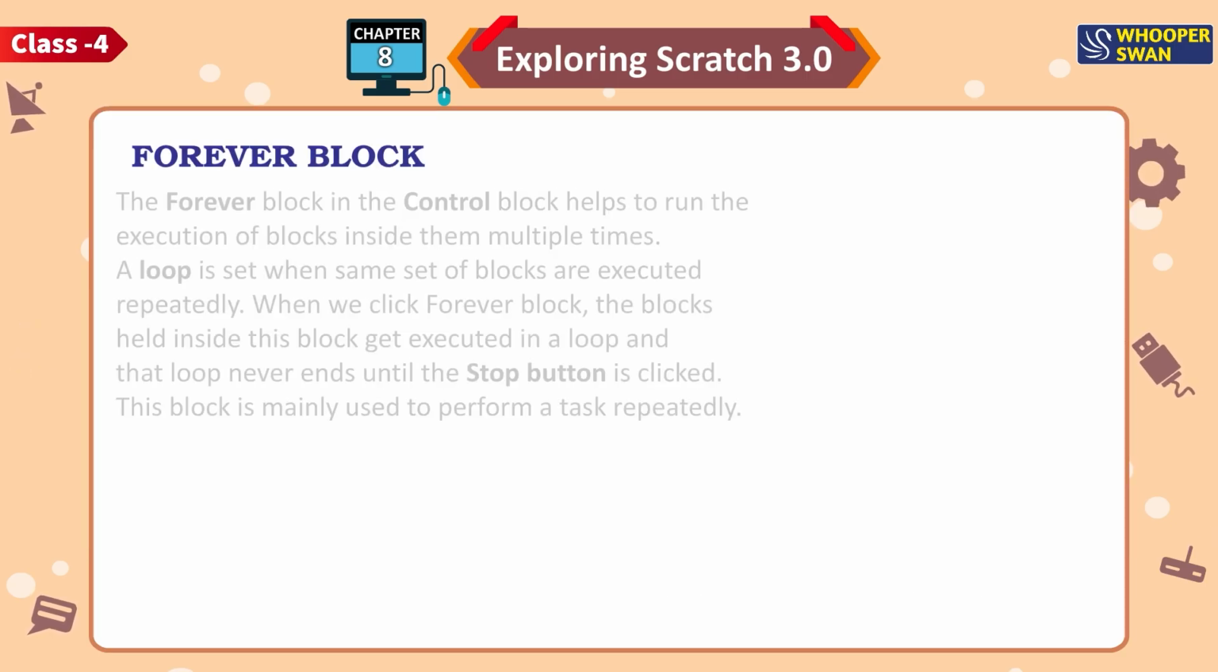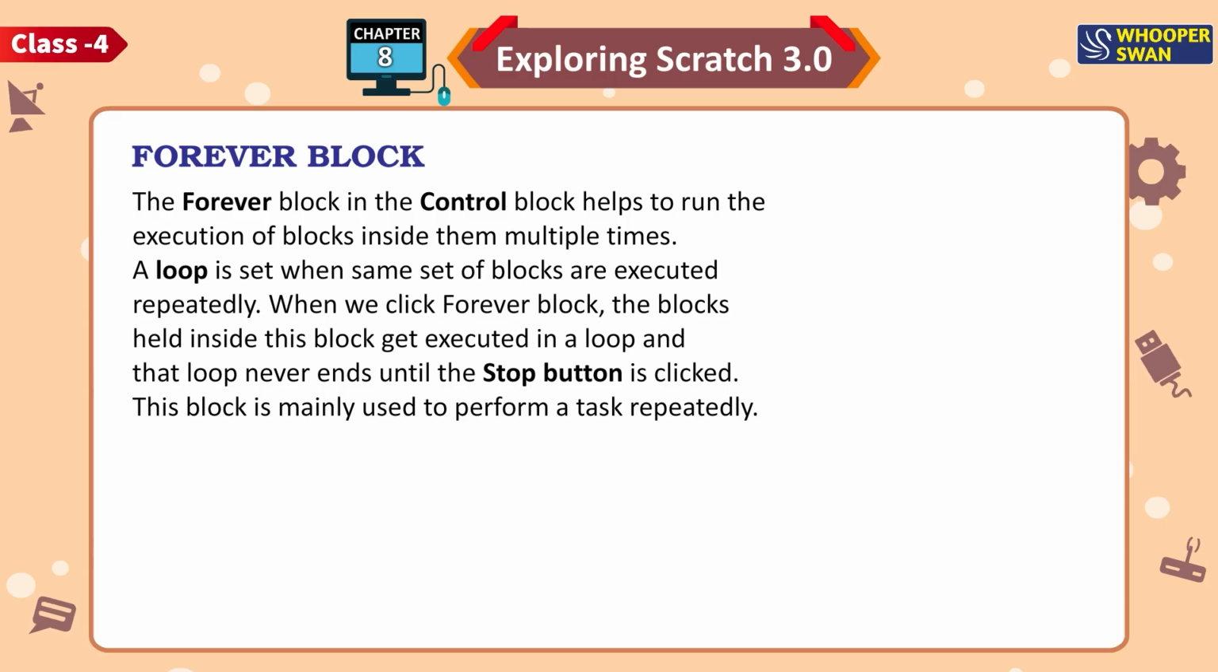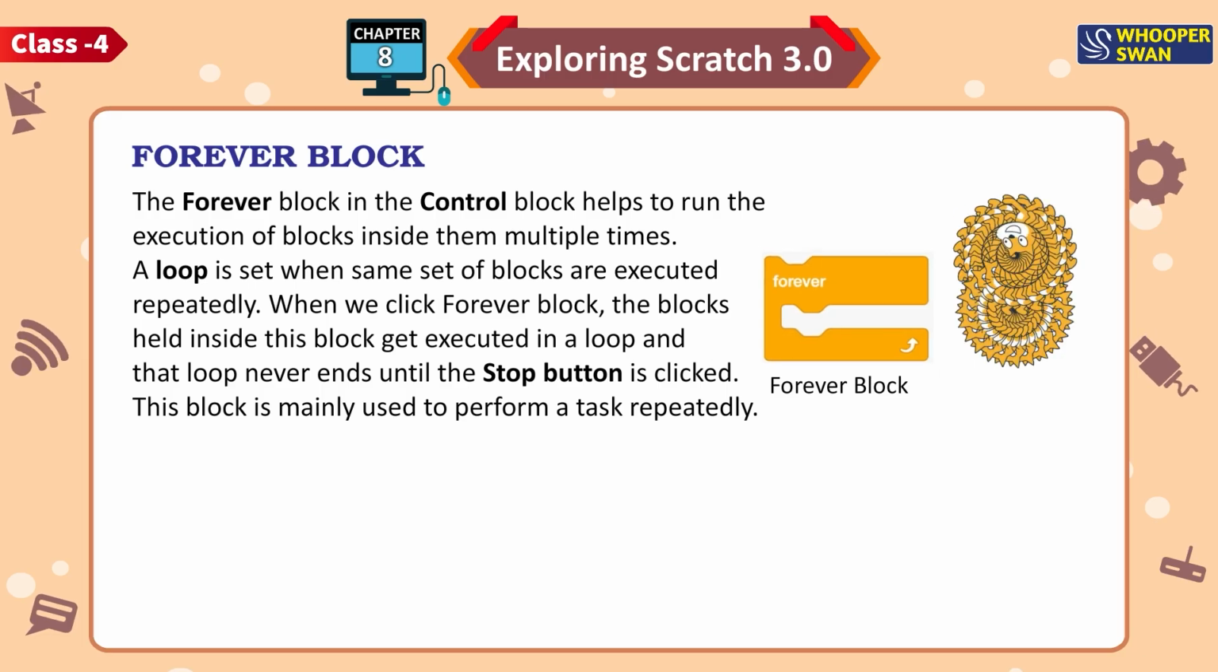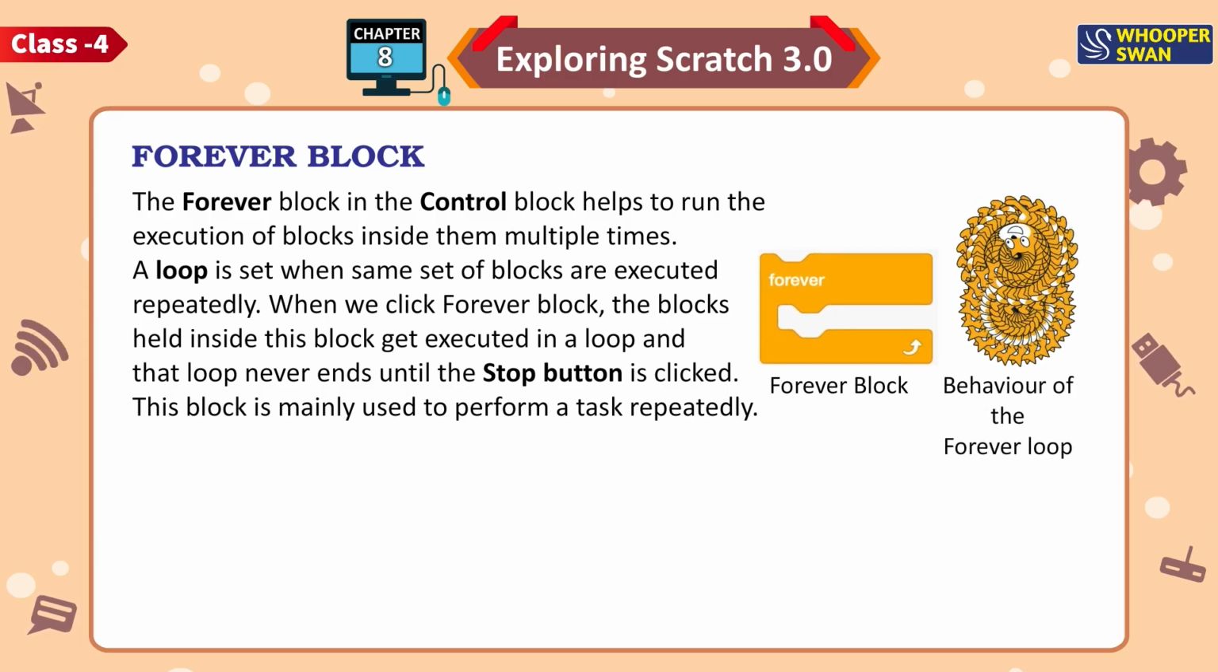Forever block. The forever block in the control block helps to run the execution of blocks inside them multiple times. A loop is set when the same set of blocks are executed repeatedly. When we click forever block, the blocks held inside this block get executed in a loop and that loop never ends until the stop button is clicked. This block is mainly used to perform a task repeatedly. Forever block. Behavior of the forever loop.